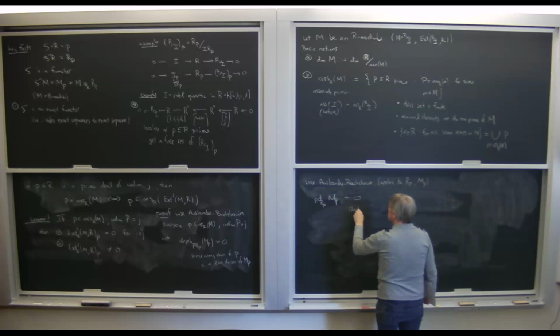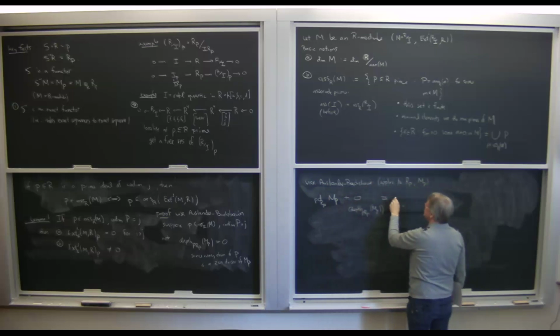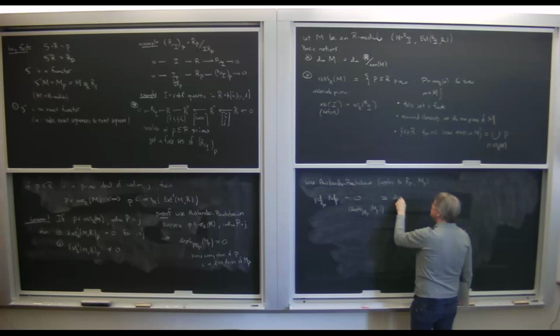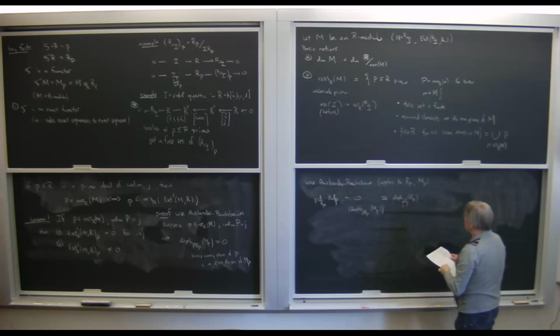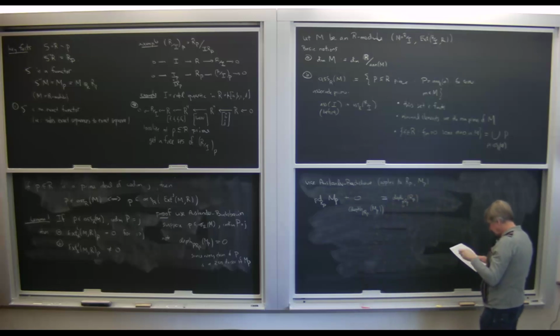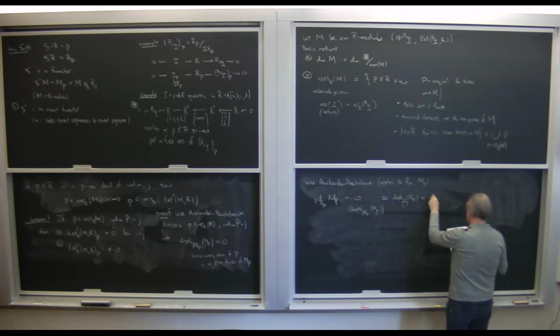That's the depth of PR_P of M_P is equal to the depth of PR_P of R_P. Now, if you think about this one, this is equal to the codimension of P. Okay.